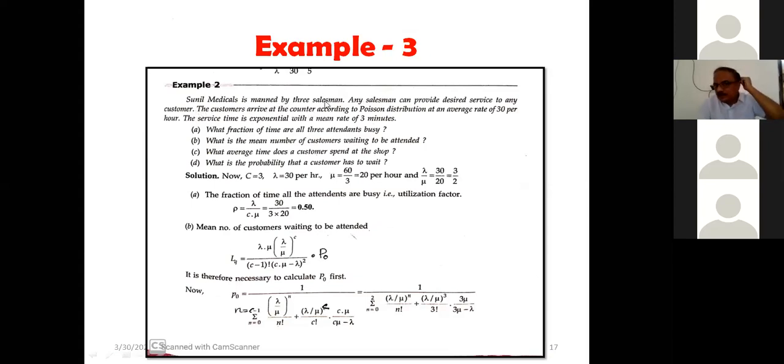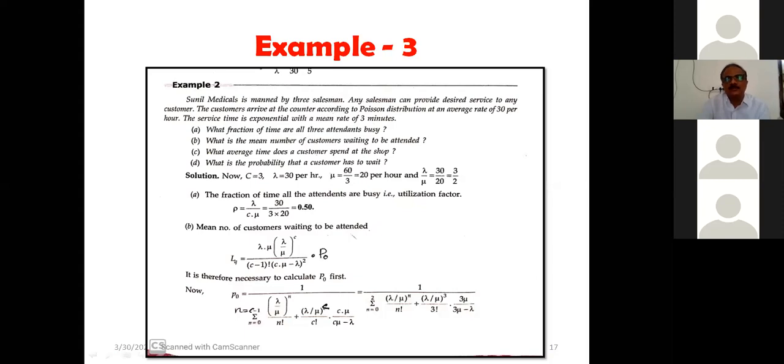Now, in the earlier case, we have seen that the number of salesmen, or the number of doctors present, was 1 because it was a single server model. Now it is a multiple server model. So the change, you can see, is that there are 3 salesmen. This is the indication that this model is a multiple server model. So the first thing is to find out whether the model is a single server model or a multiple server model. You will have to focus on this question. The wording here, 3 salesmen, indicates that it is a multiple server model.